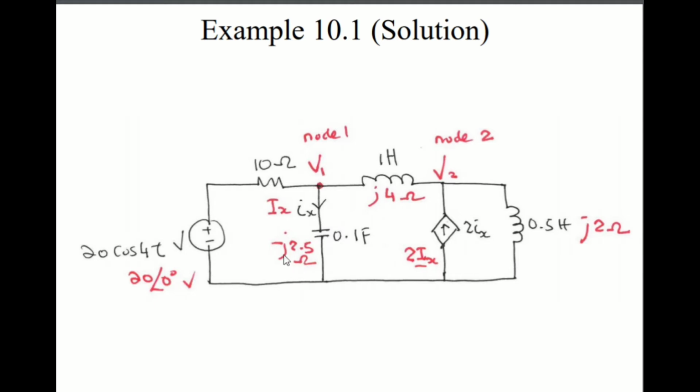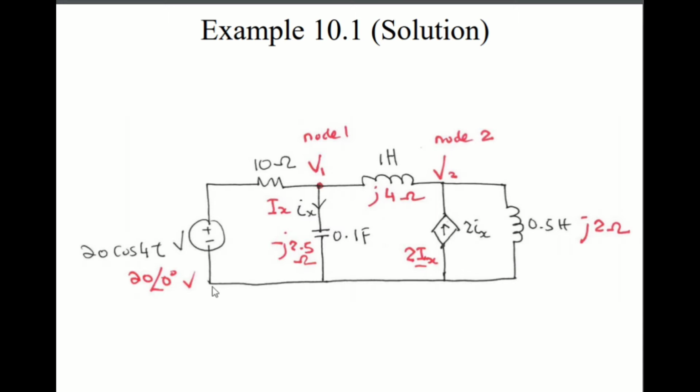This capacitor here is minus J2.5. This inductor here is J20 ohm. Resistor is 10 ohm. Another inductor is J4 ohm. And then, because we want to solve it using nodal analysis, you need to determine the nodes.